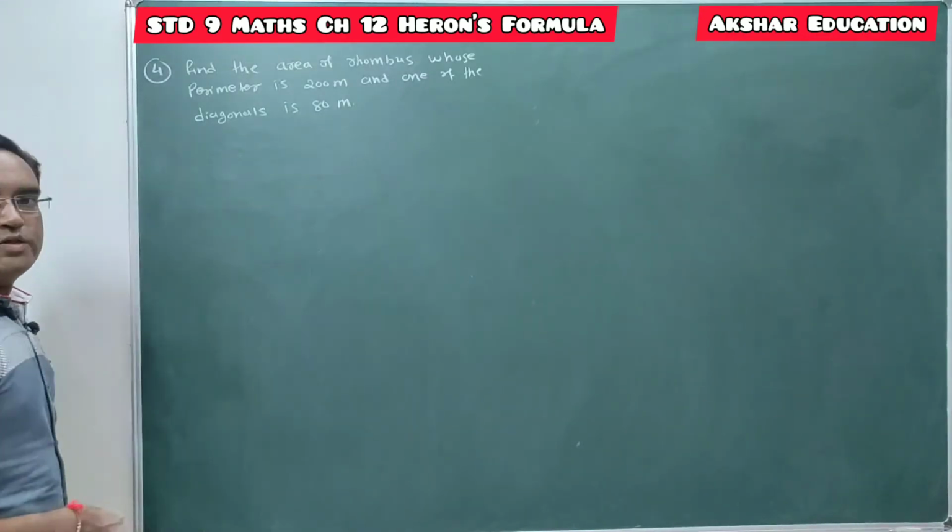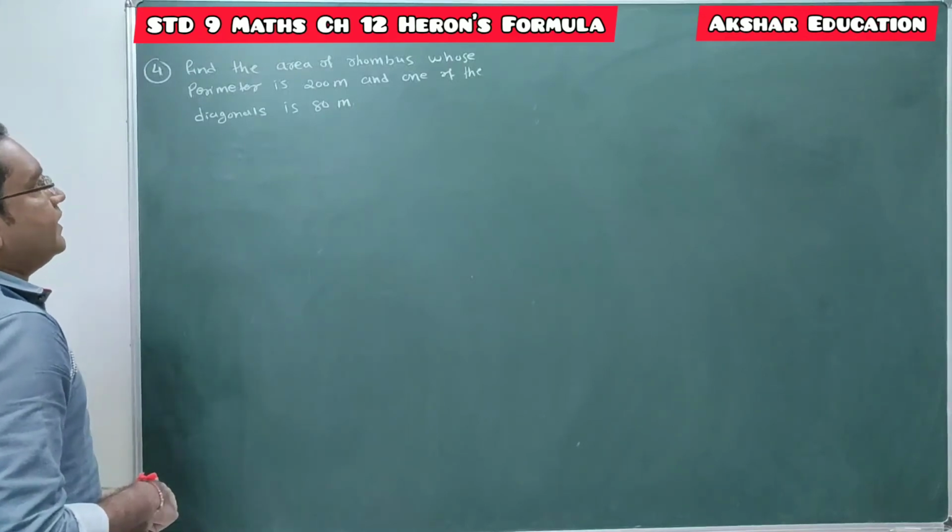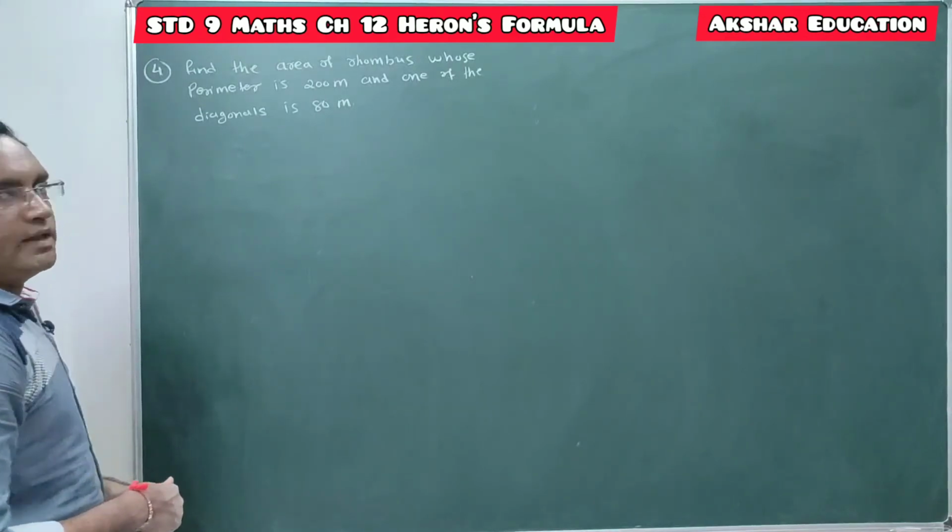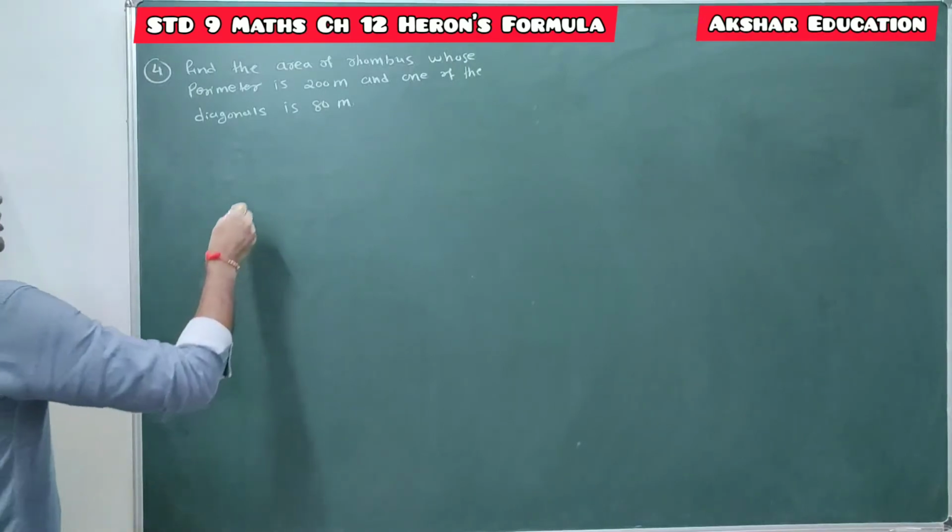Okay, students. Now question number 4. Find the area of rhombus. You have to find the area of rhombus whose perimeter is 200 meter.